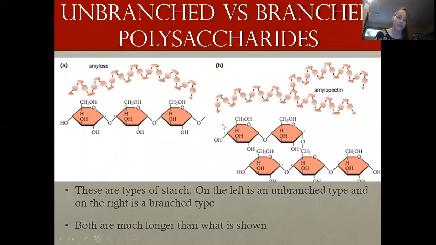So this is just the difference between branched and unbranched. An unbranched polysaccharide will just essentially be a straight line, whereas a branched polysaccharide will have different lines that are attaching to one another.